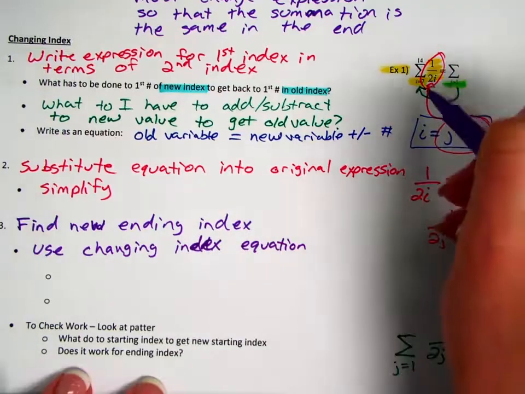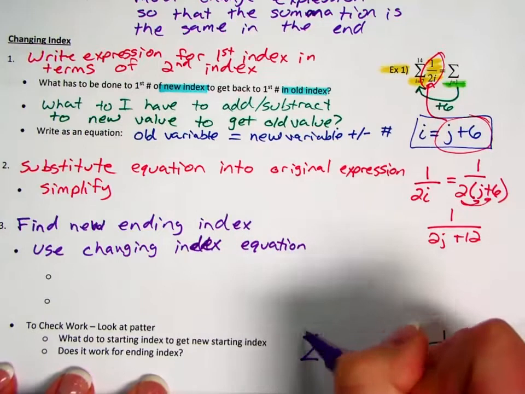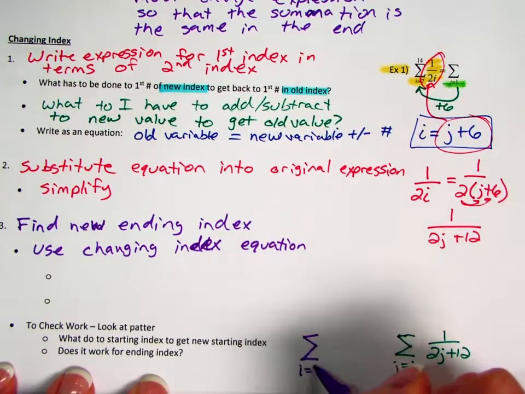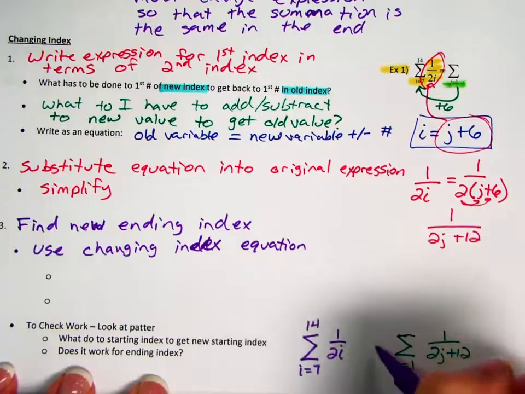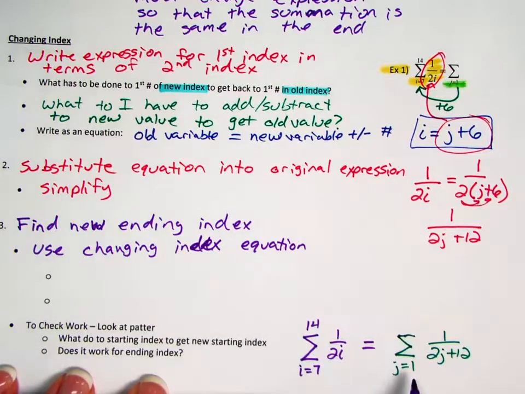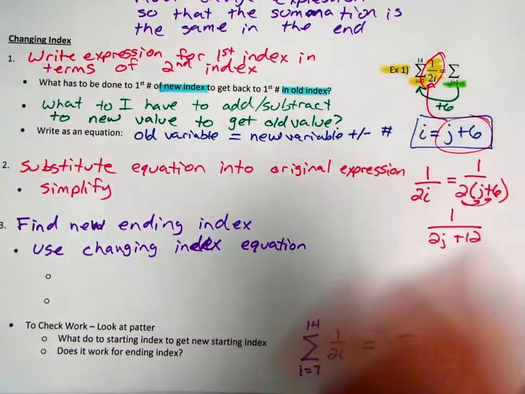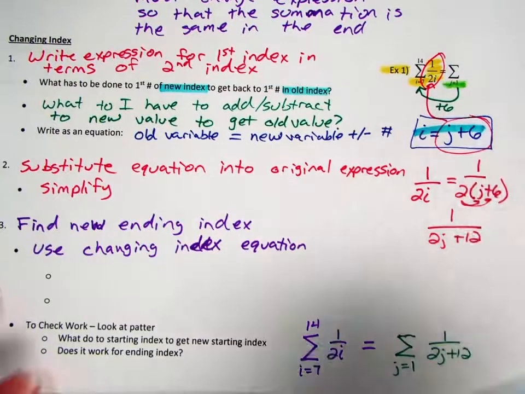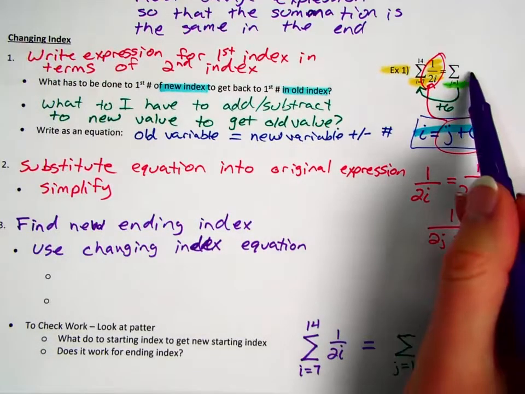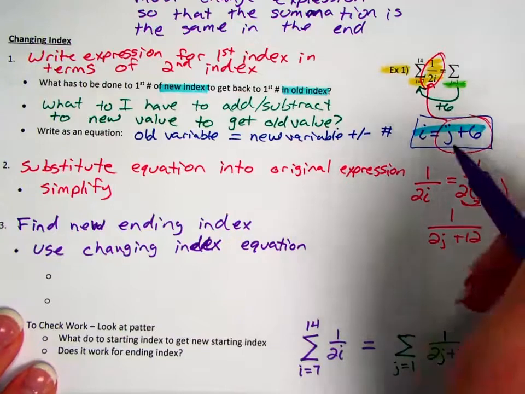So I'm going to bring back down my original summation, which was from i equals 7 to 14 of 1 over 2i, and we're trying to get to our new summation, which is here, right? So I'm going to use that changing index equation from before that we said was so important. This here is really the basis of everything. We plugged it in to get the new expression. We're also going to plug it in to get the new index.